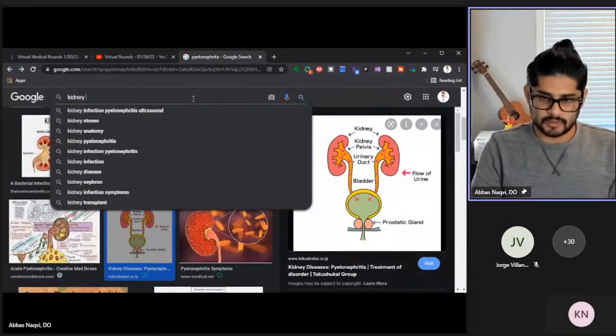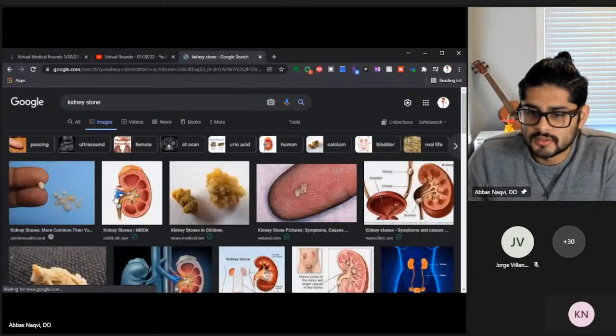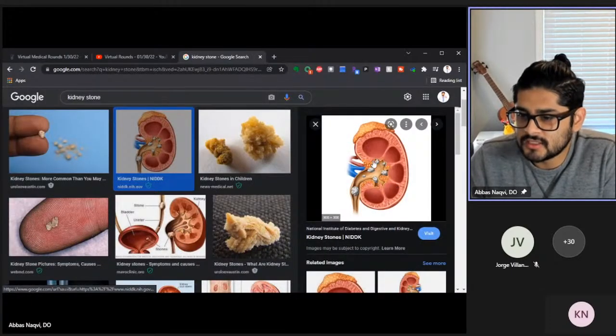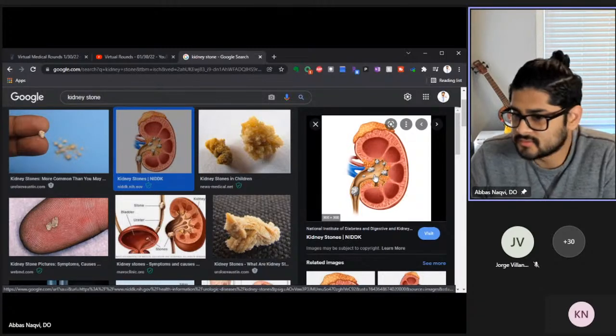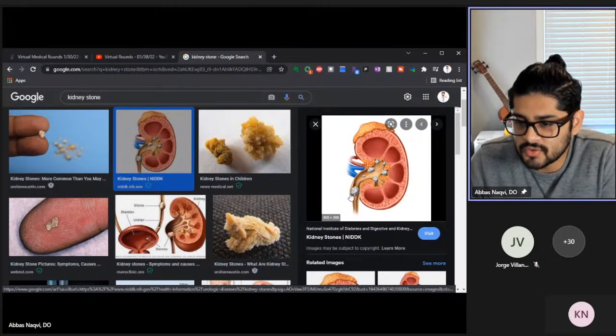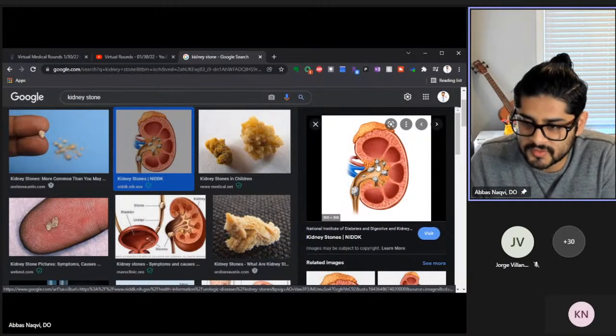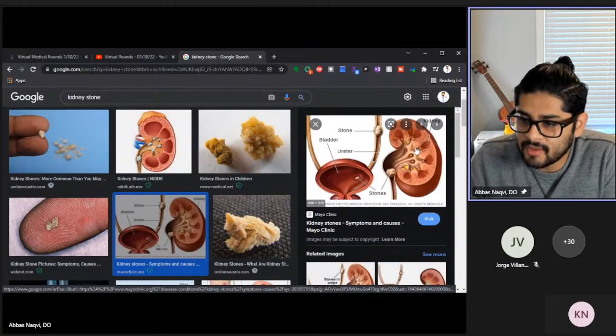So kidney stone. If the kidney stones are in this area and not causing an obstruction, then usually it's not a problem. But it's when the stone gets stuck lower down, in the renal pelvis right here, or even further down in the ureter, that it causes dilation in this system and can cause pain.